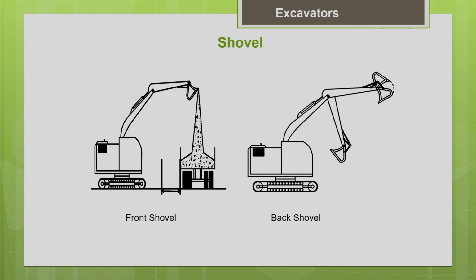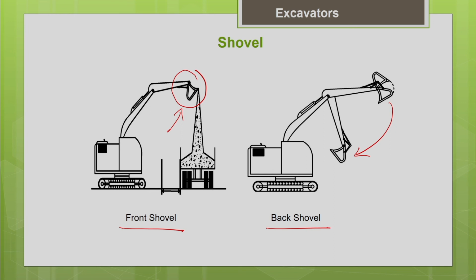Basically, shovels can be divided into two types based upon the digging motion of the bucket. In the first picture you can see that the digging motion of the bucket is in an upward direction. That means the bucket is moving away from the machine. That is called the front shovel. In a backhoe or back shovel, the digging motion of the bucket is in a downward direction, that is, the bucket is moving towards the machine. That is called a back shovel or backhoe.